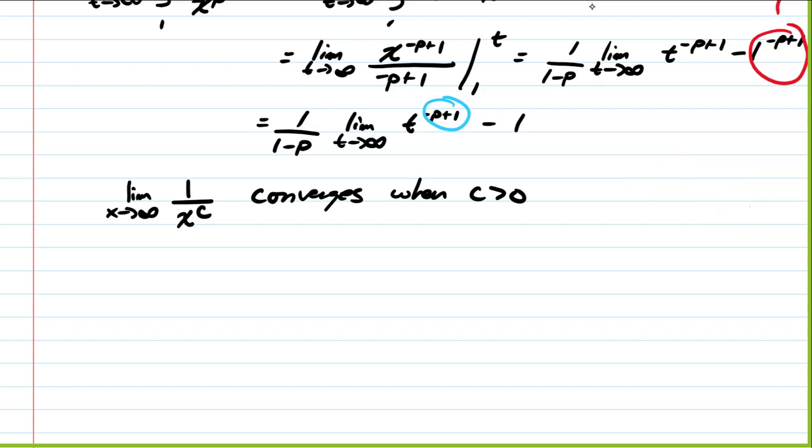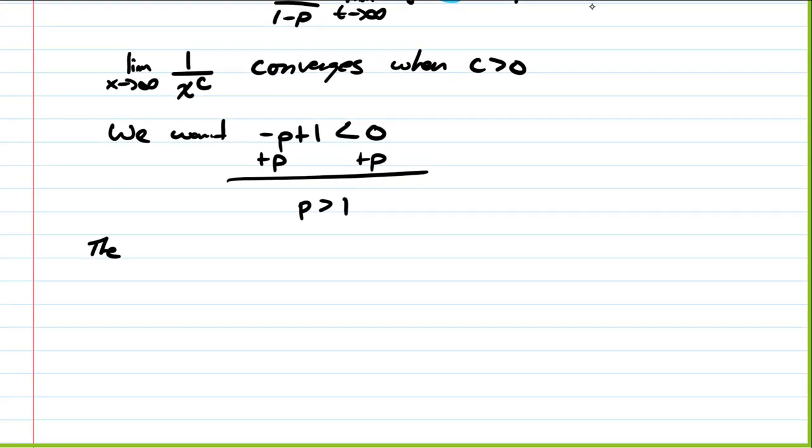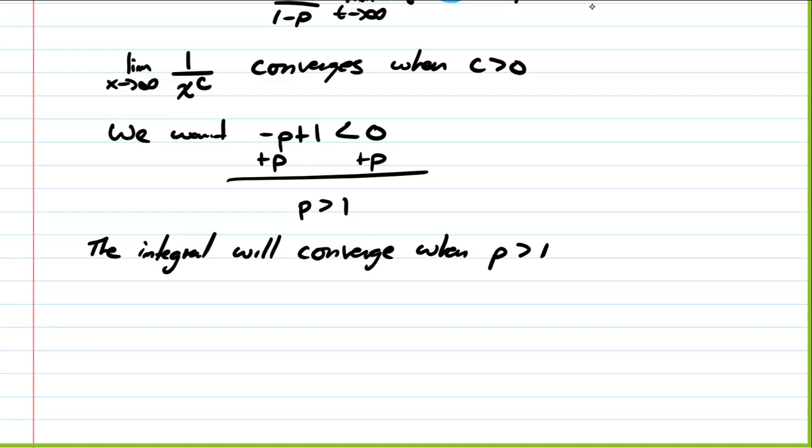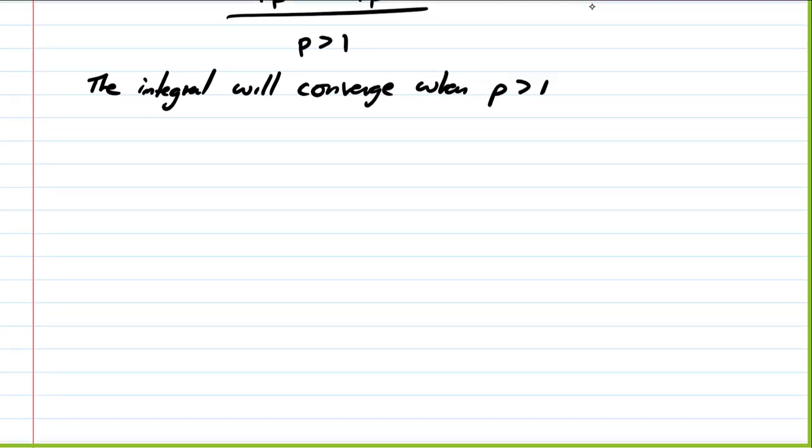So what would have to be true about negative p plus 1 then? If we want to move it from the numerator into the denominator, since it's already in the numerator, it would have to be negative. So we want negative p plus 1 to be less than or equal to 0. So we add p, and that tells us that p has to be strictly bigger than 1. So the integral will converge when p is greater than 1. So as long as that exponent is bigger than the number 1, it will converge.